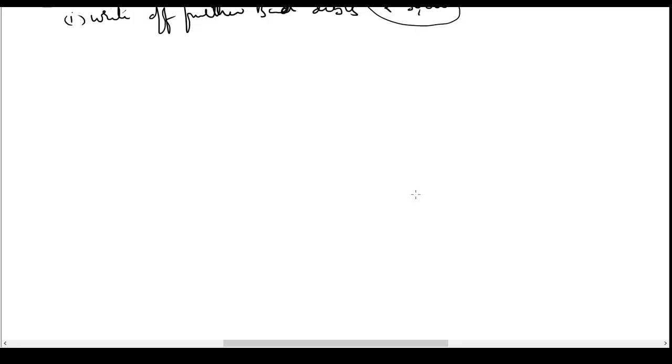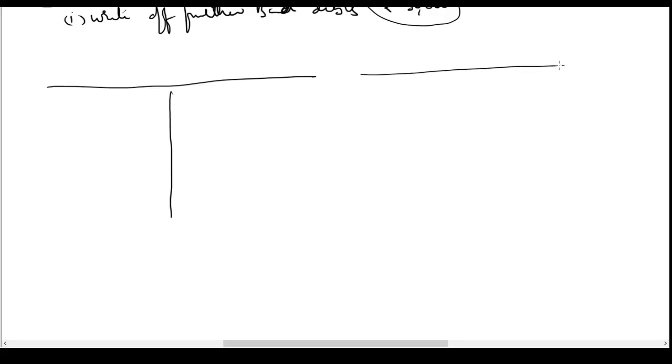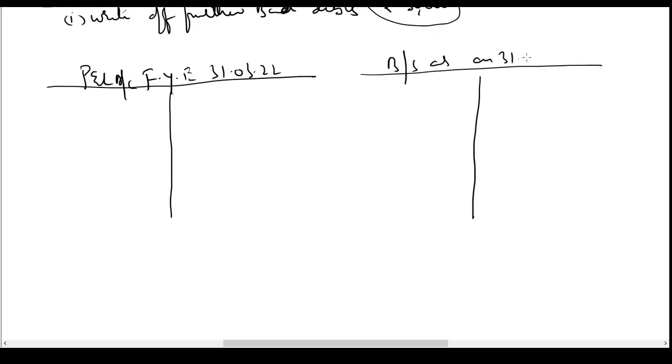So let us see how to solve the problem. I'll prepare a small profit and loss account and a small balance sheet. Profit and loss account for year ended 31st March 22. Balance sheet as on 31st March 22.